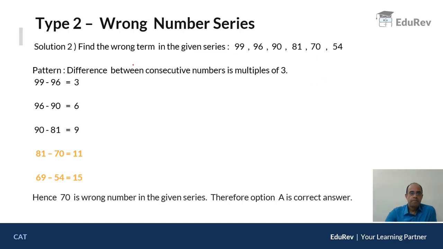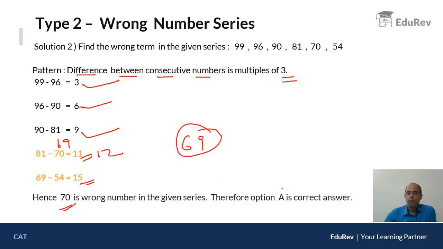What was the pattern? The pattern was the difference between consecutive numbers is a multiple of 3. 99 minus 96 is 3. 96 minus 90 is 6. 90 minus 81 is 9. 81 minus 70 is 11. Here the difference should have been 12. Therefore, this number should have been 69. And 69 minus 54 is 15, which is the next multiple of 3. Hence, 70 was the wrong number. Instead of 70, it should have been 69. Therefore, option A is the correct answer.